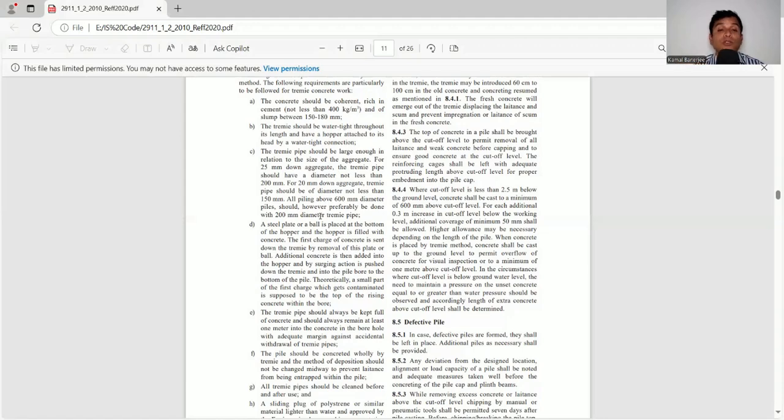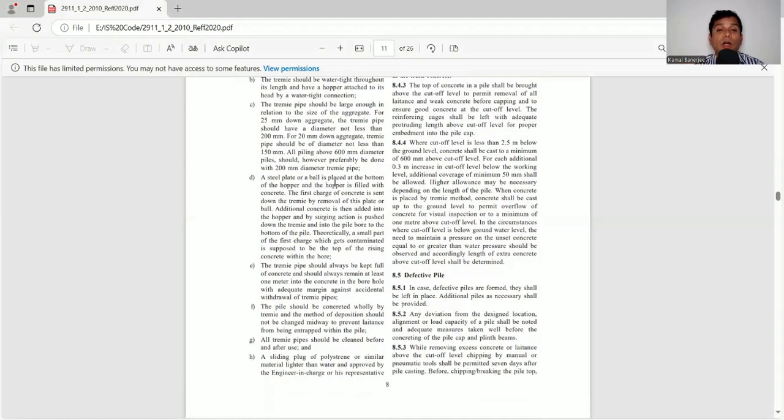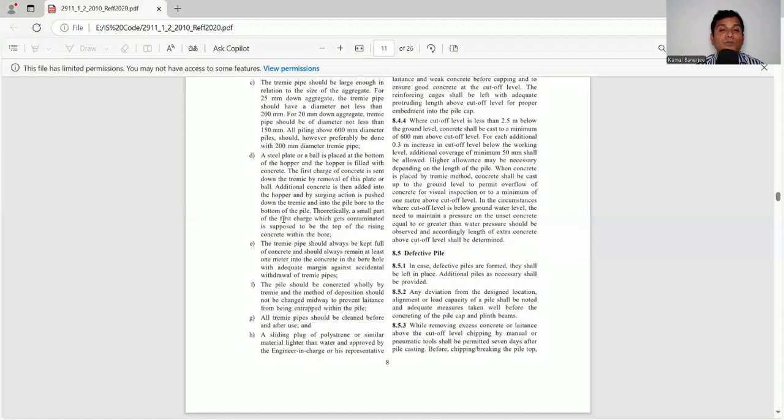A steel plate or ball is placed at the bottom of the hopper, and then the hopper is filled with concrete. That means there is a hopper and then the tremie pipe, and there is a hole from the hopper inside the tremie pipe, from which the concrete will go down. Whenever you are pouring the concrete, there will be a steel plate in between the hopper and the tremie pipe, and then the hopper will be filled, and this plate will be removed, so that all the concrete goes down, and is then added to the hopper, and by surging action is pushed down the tremie and then the pile bore to the bottom of the pile.